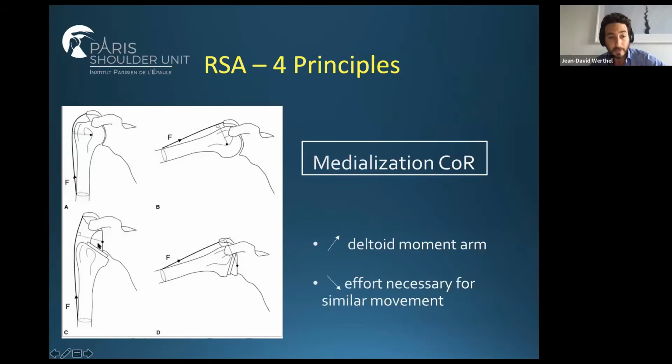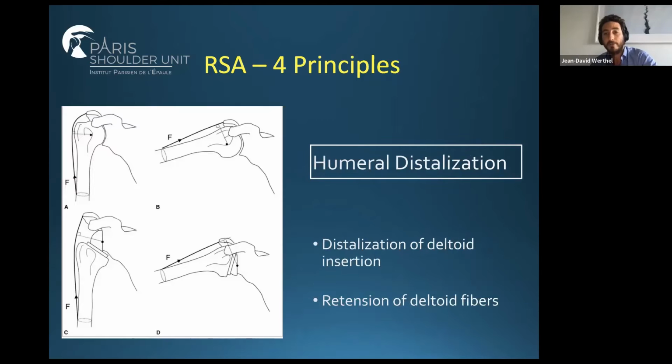And you can see that this distance is increased when you medialize the center of rotation, which is quite logical. You move the center of rotation away from the line of action. So you increase the distance between the center of rotation and the line of action. And so what does this do? If you increase the moment arm, well, the deltoid is going to have to do less effort to create the same movement. So that's the first principle that helps the reverse shoulder arthroplasty to work.